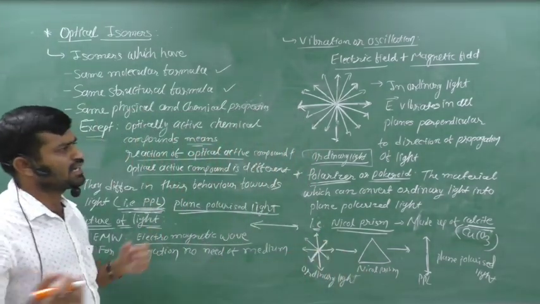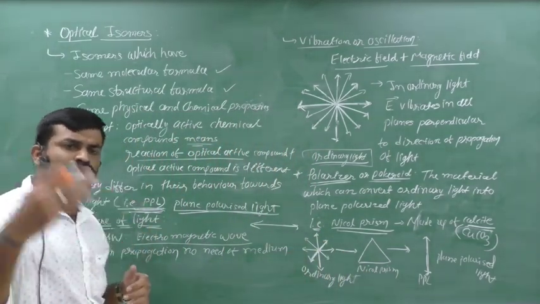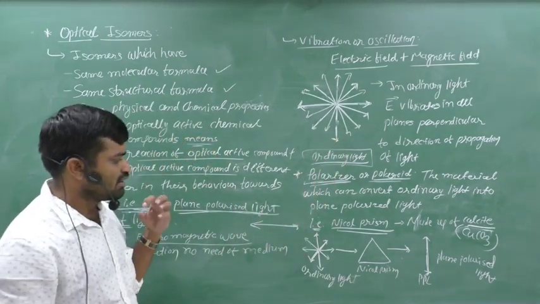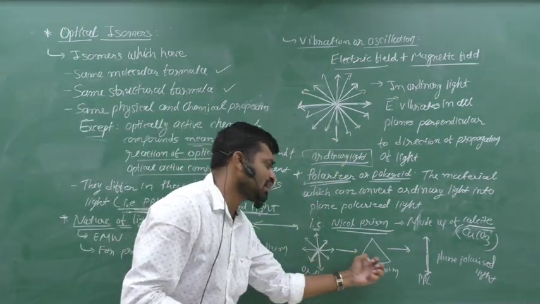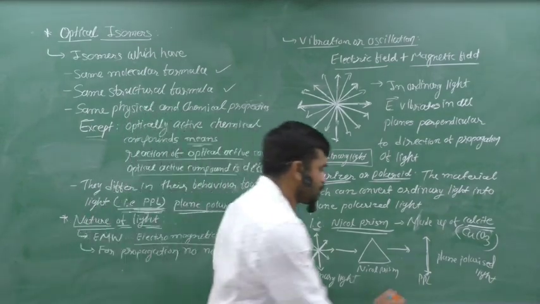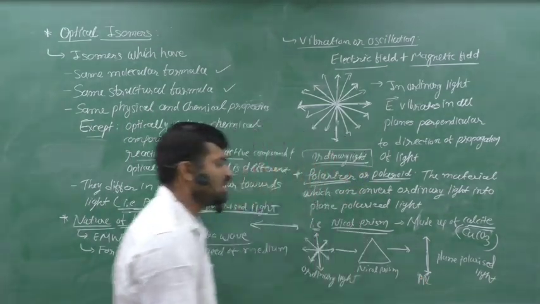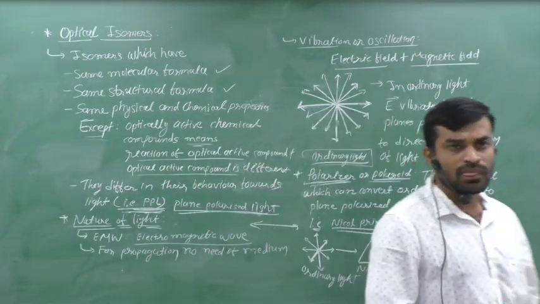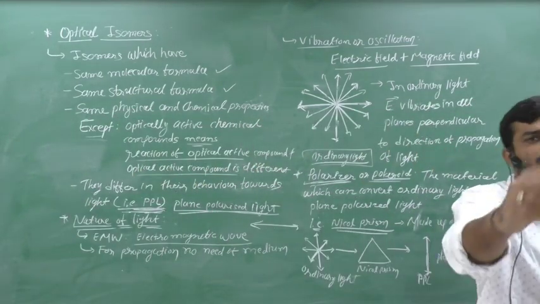If we have ordinary light, it propagates towards all directions, and if we have a material like a polarizer, and we pass the ordinary light through a polarizer like a nicol prism, we get plane polarized light which oscillates in only and only one plane perpendicular to the propagation of light.